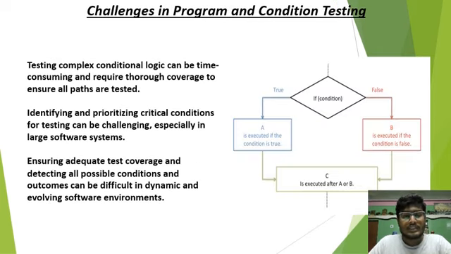Next is challenges in program and condition testing. Testing complex conditional logic can be time consuming and requires thorough coverage to ensure all paths are tested. Identifying and prioritizing critical conditions for testing can be challenging, especially in large software systems. Ensuring adequate test coverage and detecting all possible conditions and outcomes can be difficult in dynamic and evolving software environments.